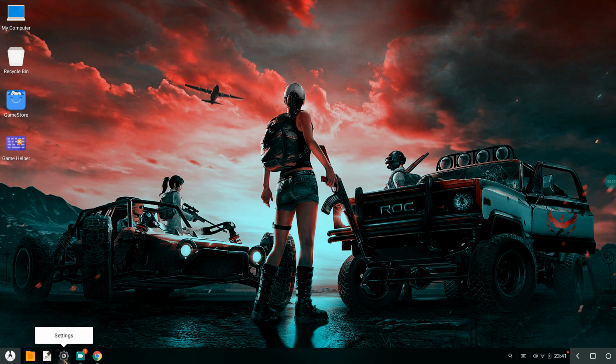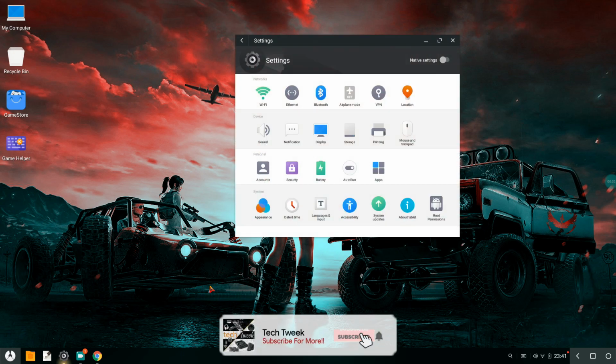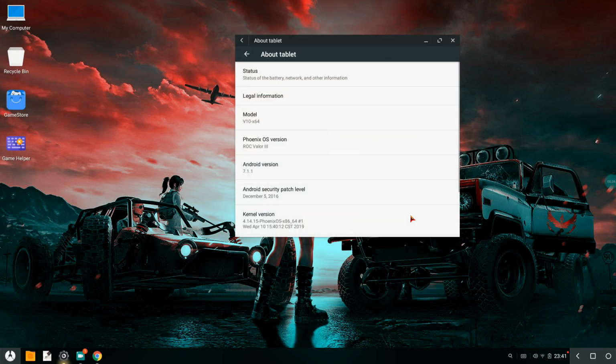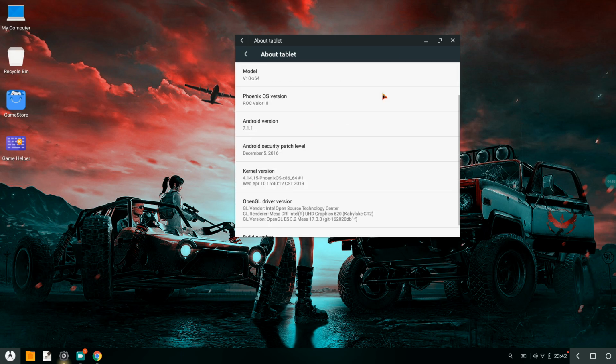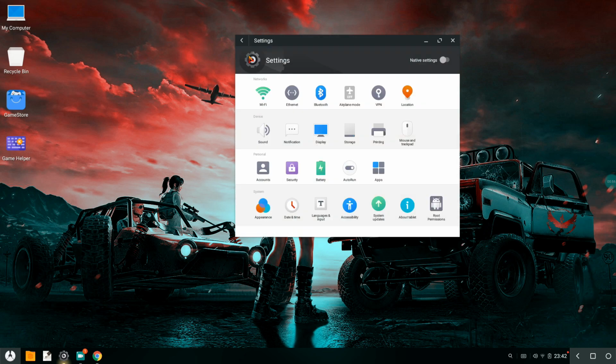So let's take a look at the settings right now down below and go to About Tablet. In About Tablet, you can see that we are running on the ROC Valor 3, the latest version, and it is running on Android version 7.1.1. The security patch is December 5th, 2016. And when we go back, we cannot see the Phoenix OS VIP thing, which means that you won't be disturbed by any kind of ads here. The rest of the things are quite similar and there are no bigger changes.